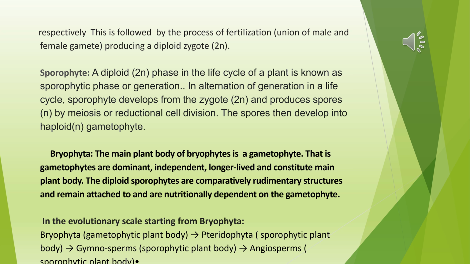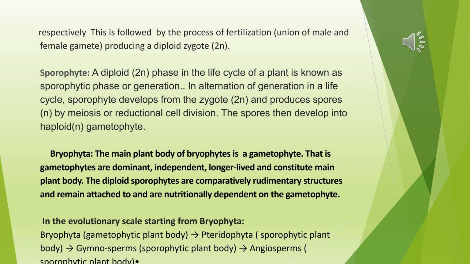In the evolutionary scale, starting from the bottom, Bryophyta has a gametophytic plant body. The next higher scale is the Pteridophyta, which has a sporophytic plant body. Next is the Gymnosperm, which also has a sporophytic plant body. And lastly, the highest one in the evolutionary scale is the Angiosperm, which also has a sporophytic plant body. So it is obvious that the sporophytic plant body is more advanced.